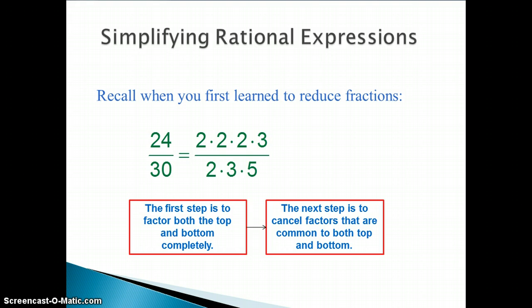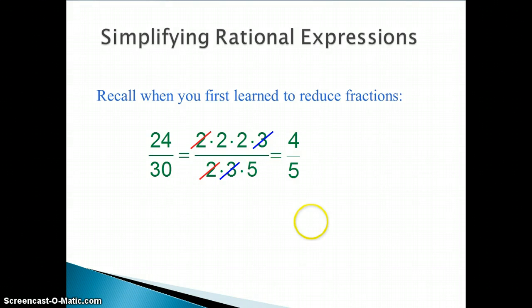So notice that we have a 2 on top that could cancel a 2 on the bottom. And we also have a 3 on the top that can cancel a 3 on the bottom. And those are all the common factors we have that can cancel. So then we multiply what's left. 2 times 2 on the top will give us 4, and all we have left on the bottom is a 5. So this fraction is now reduced completely down to 4/5.